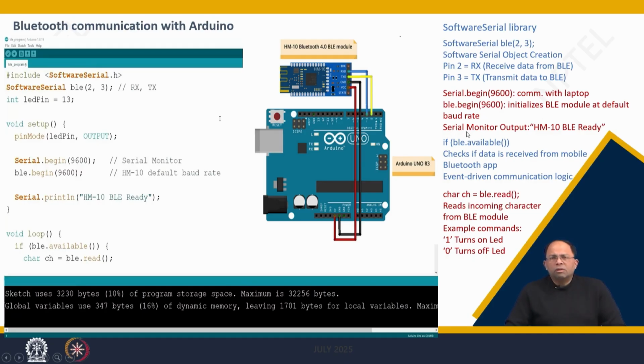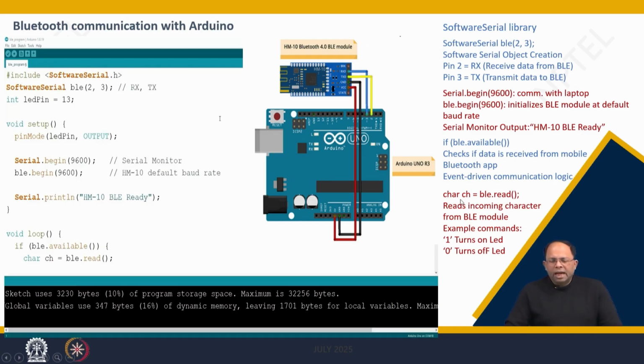We can always print when the connection is established, for example on the serial monitor output, HM10 BLE is ready. From there we can check whether the information sent from the app is received by the microcontroller or not, and we can also print it. So if BLE.available, the code checks whether data is received from the mobile, and accordingly we can do something. Because we are communicating via Bluetooth, this is mostly event driven communication, meaning we send a signal, and only then something will happen.